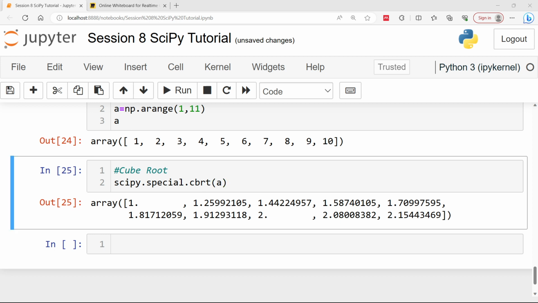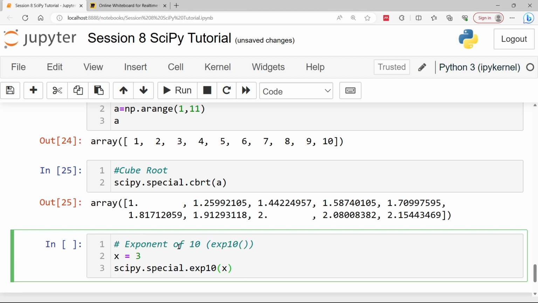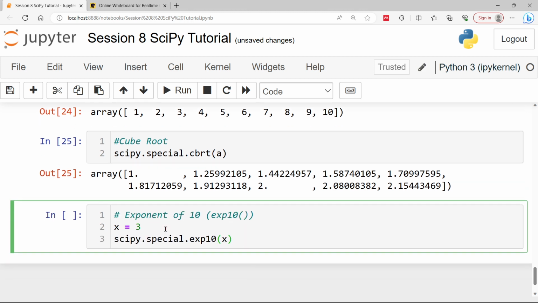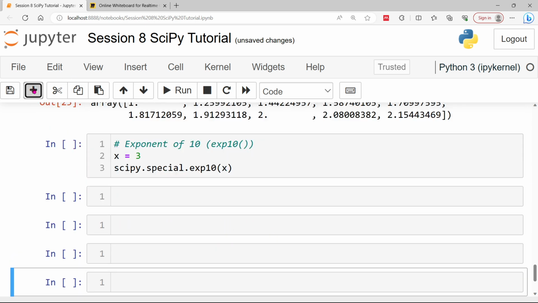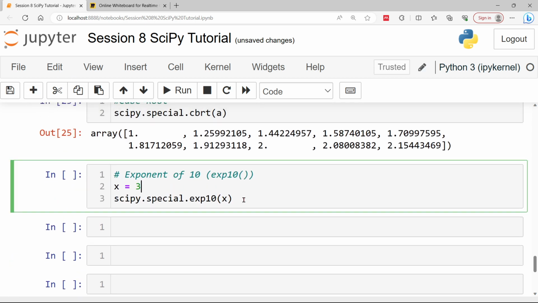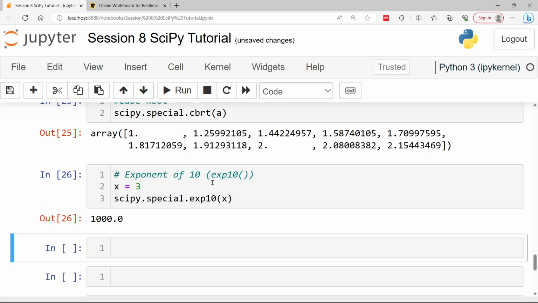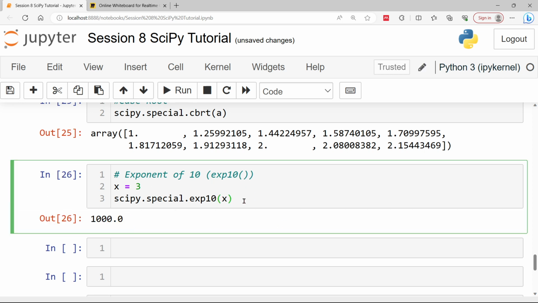If you are going to include more functions inside the same spatial, x is equal to 3, we have scipy.spatial, then exponential of 10, then we are going to import this and run it, right? So what does the exponential of 10 mean?